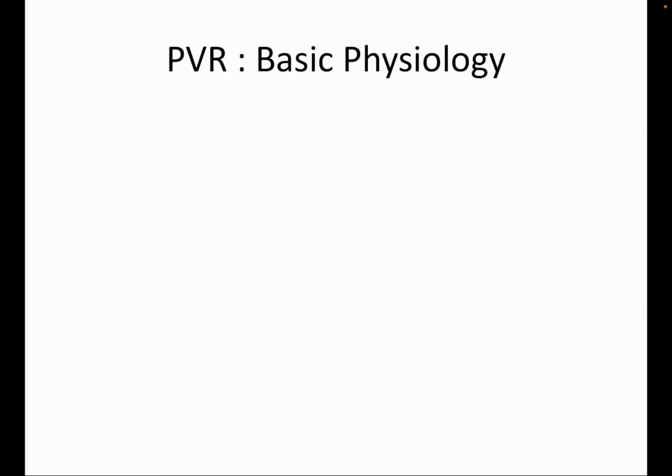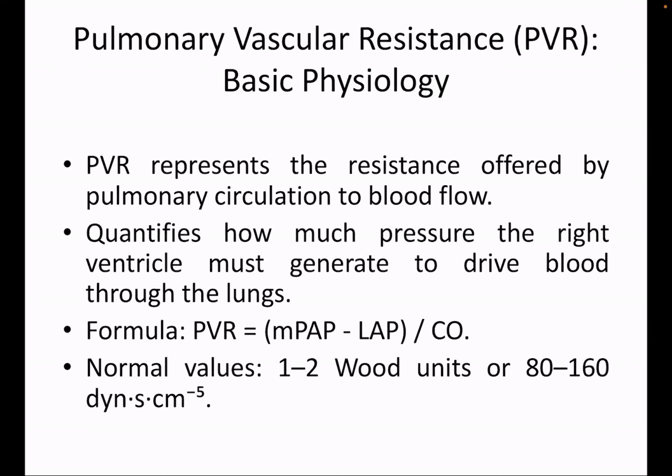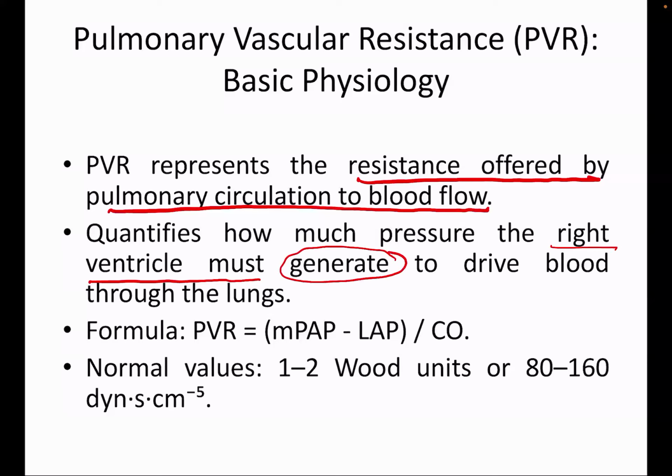So I'll start with pulmonary vascular resistance, the basic physiology surrounding it. So, what is pulmonary vascular resistance? PVR represents the resistance offered by the pulmonary circulation to blood flow. It actually has a bearing on the right ventricle. It quantifies how much pressure the right ventricle must generate to drive the blood through the lungs. The formula of PVR is MPAP, that is mean pulmonary artery pressure, minus the left atrial pressure, divided by the cardiac output.